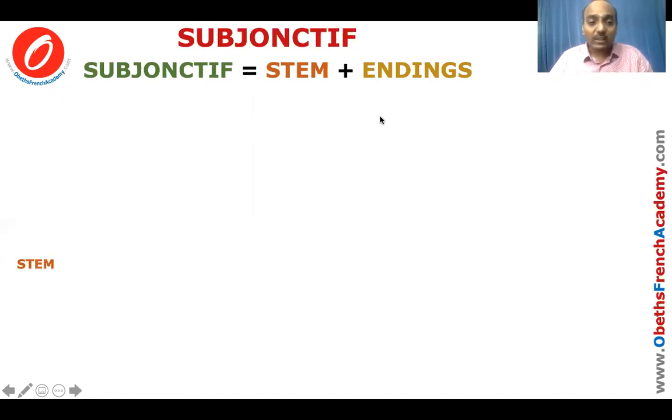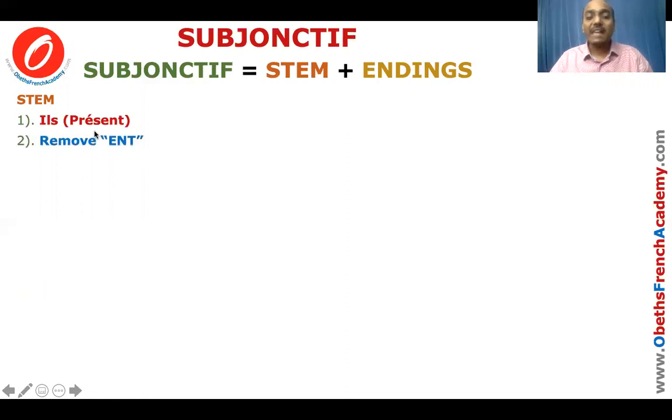To get the subjunctive stem, first step, we need to go to the ILS form of the present tense. So what's the first step? We need to know the ILS form, third person plural, of the present tense. When a verb is conjugated in present tense for the subject pronoun ILS, a verb will end with ENT. Now we need to remove the ending ENT and then you will get the subjunctive stem.